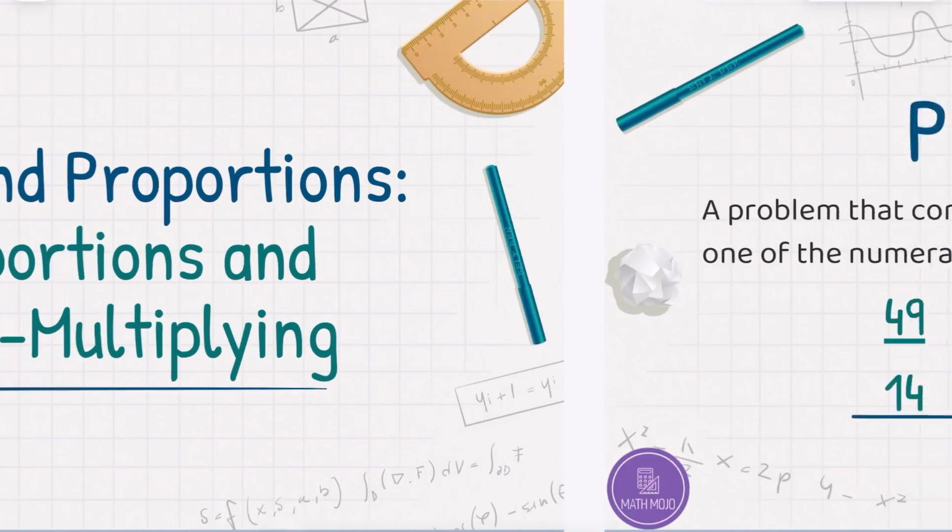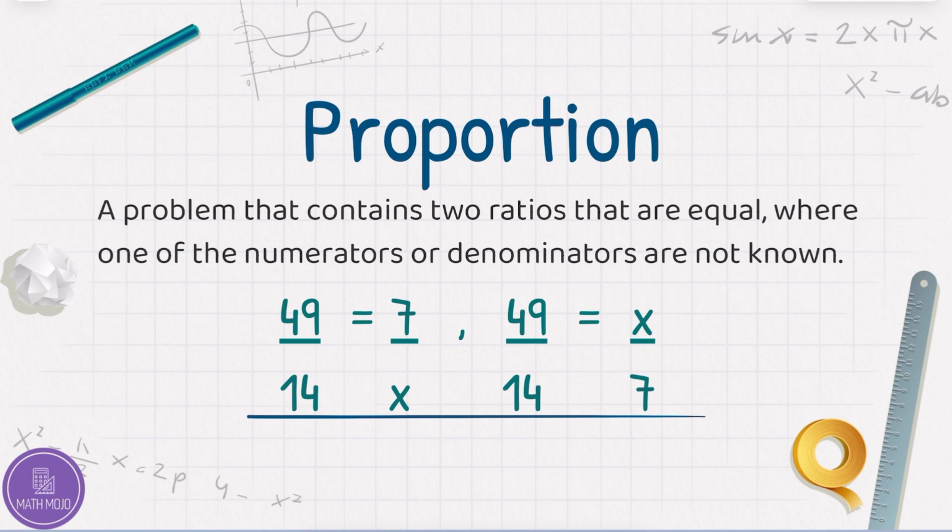So let's start off with the definition of a proportion. It's a problem that contains two ratios that are equal where one of the numerators or denominators is not known. So over here we have two ratios that are equal, but the denominator is not known. And then in our next example we have two ratios again that are equal, but in this case the numerator is not known. So we say that the numerator or denominator is not known by putting in place a variable, so any letter in the alphabet.